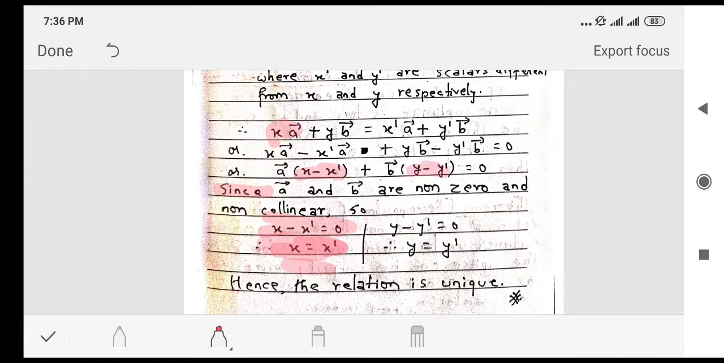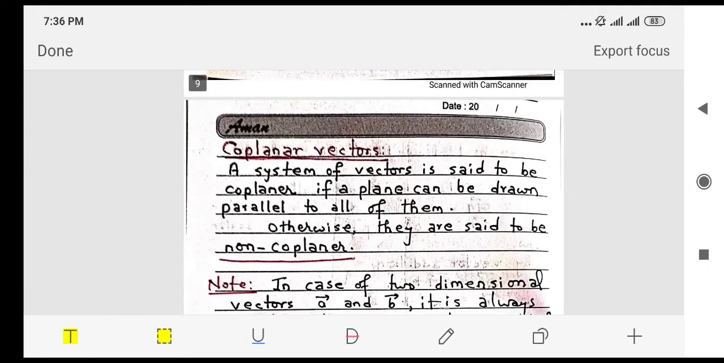Similarly from here we get y minus y dash equal to 0, so y is equal to y dash. So x is equal to x dash and y is equal to y dash. From here we can say that the relation is unique, meaning there is no other value than x and y for which the relation r equal to x vector a plus y vector b exists. So the relation is a unique relation.